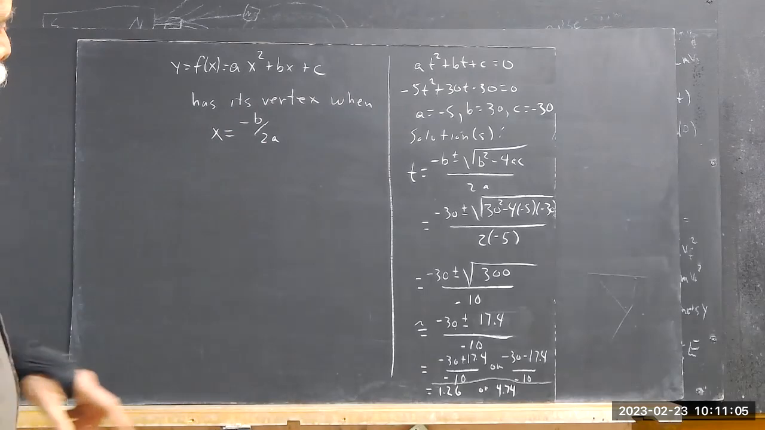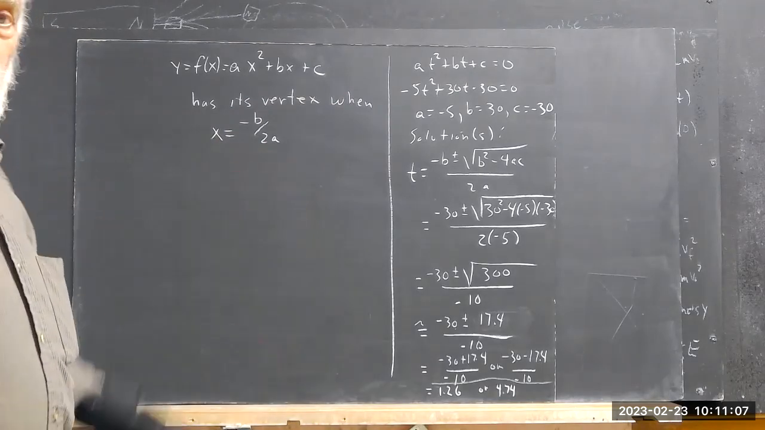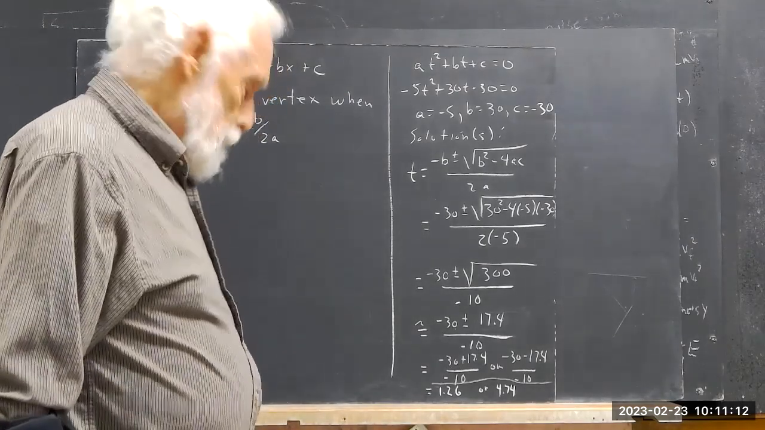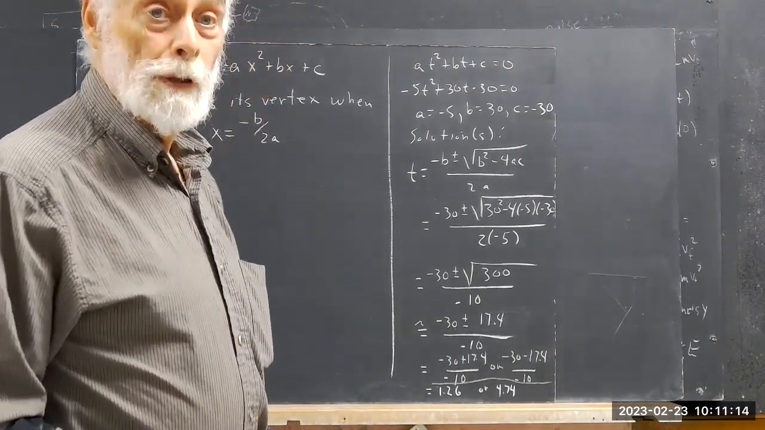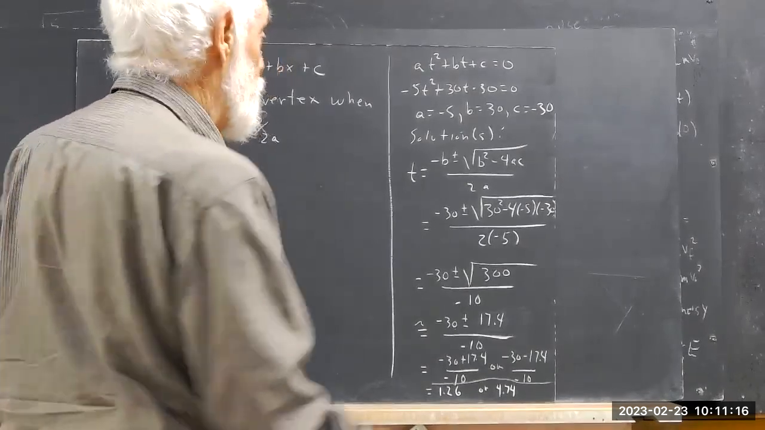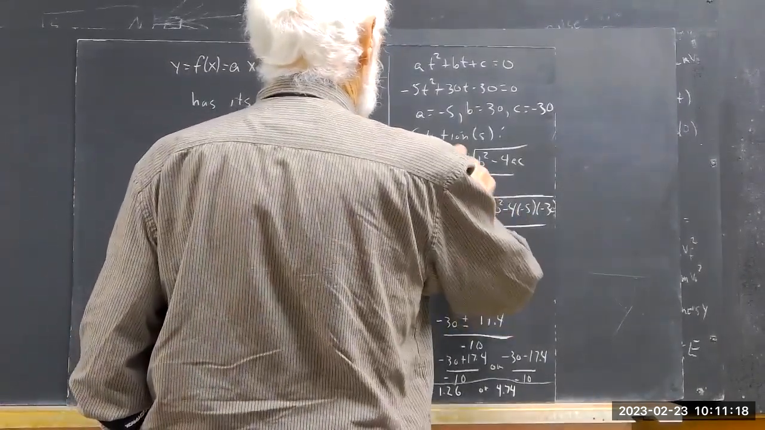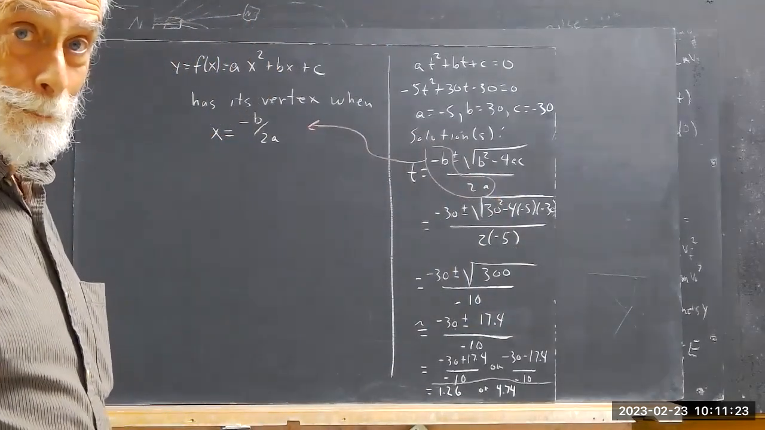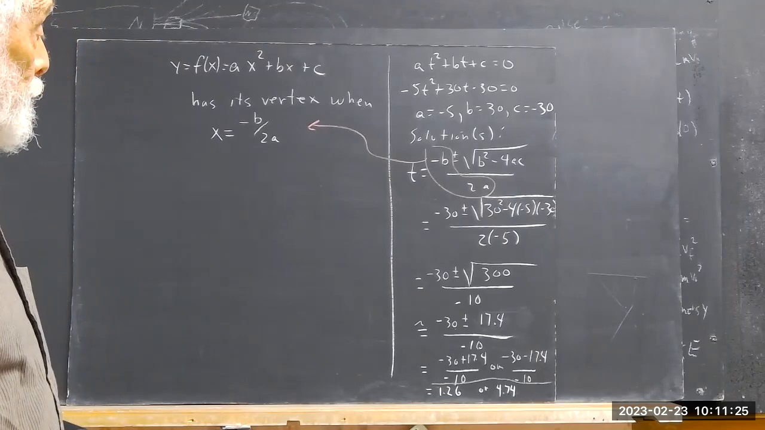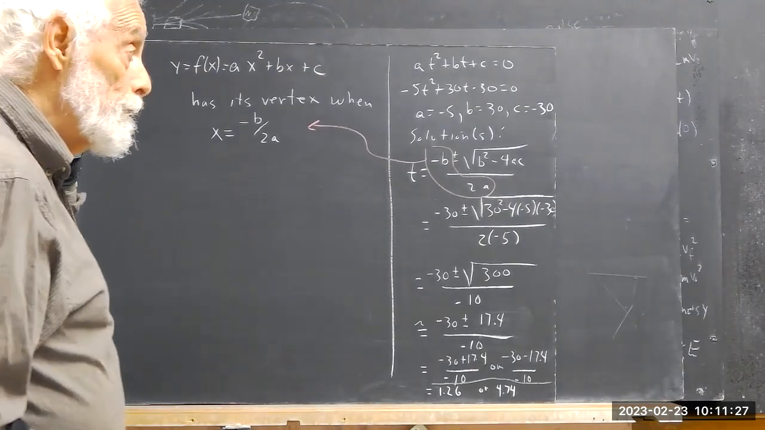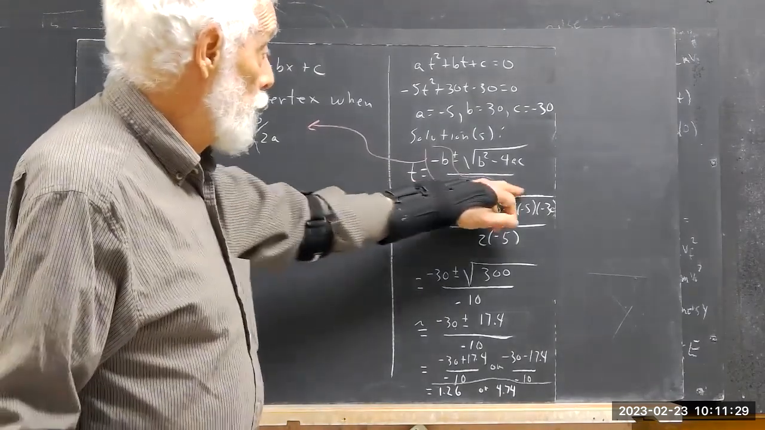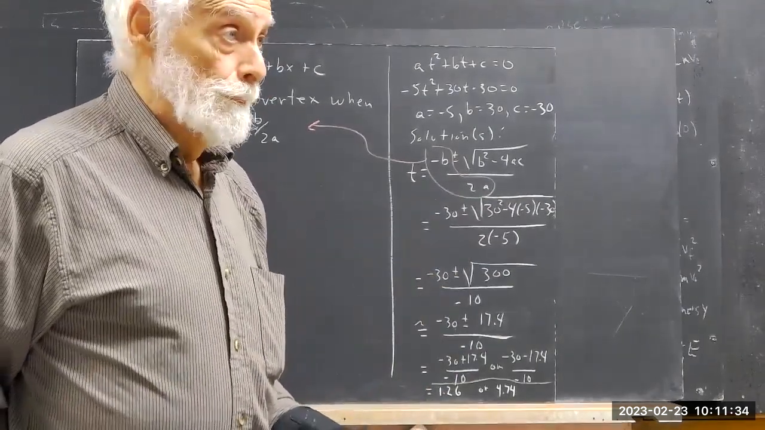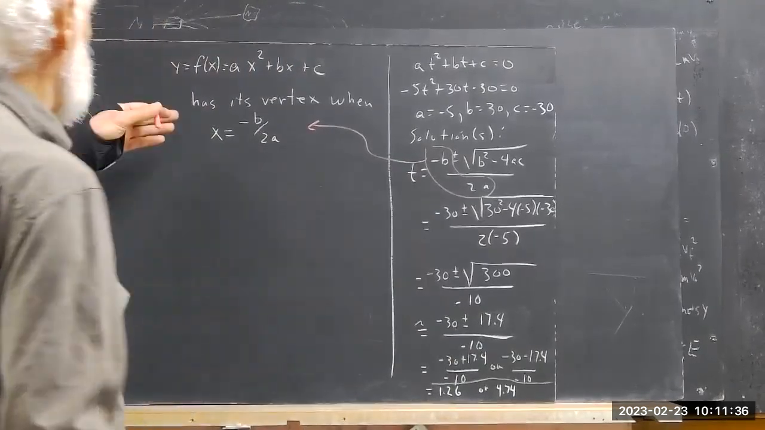It says its vertex is when x equals negative b over 2a. Now, how are you going to remember that? Well, you've got the quadratic formula, right? There it is. You've also got the quadratic formula, and you can find out when this thing is 0. It has a vertex here.